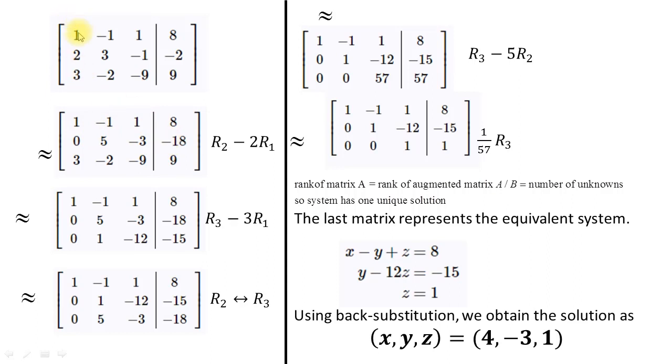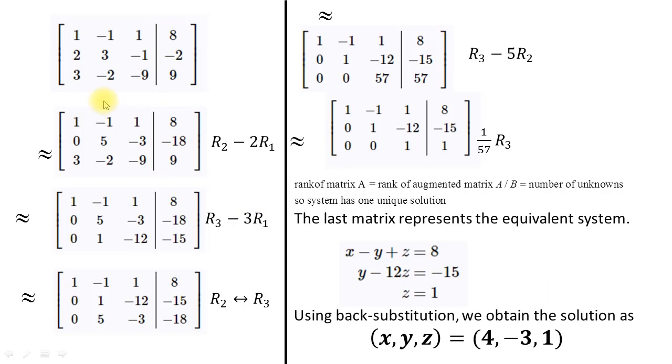Multiply the first row by 2 and subtract from R2. 2 minus 2 is 0. 2 times minus 1 is minus 2, and 3 minus minus 2 is equal to 5. And 2 times 1 is 2, minus 1 minus 2 is minus 3. 2 times 8 is 16. Minus 2 minus 16 is equal to minus 18.